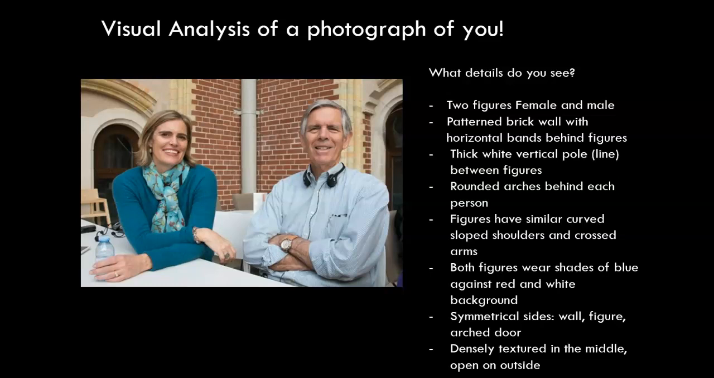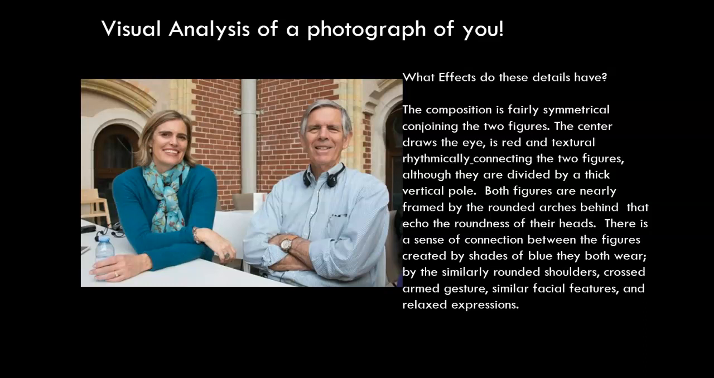So now I've got to do part 2, which is what is the effect of these details. And I say the composition is fairly symmetrical, conjoining the two figures. The center draws the eye, is red and textural, rhythmically connecting the two figures, although they are divided by a thick vertical pole. Both figures are nearly framed by the rounded arches behind that echo the roundness of their heads. There is a sense of connection between the figures created by the shades of blue that they both wear, by the similarly rounded shoulders, crossed arm gesture, similar facial features, and relaxed expression. Okay, so there are my effects.